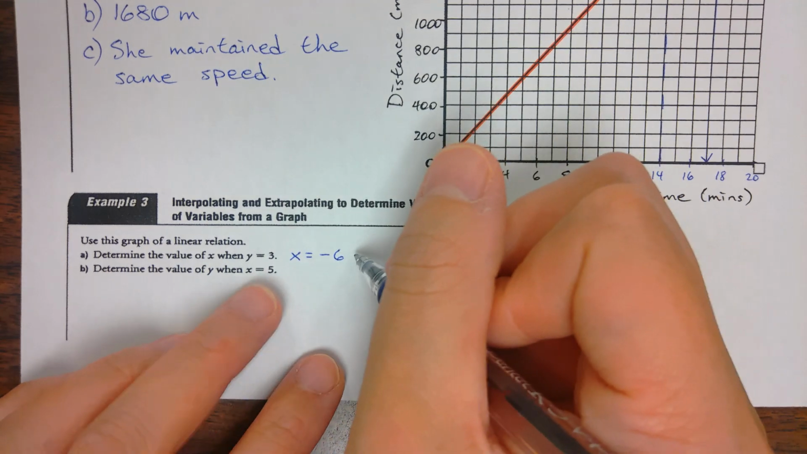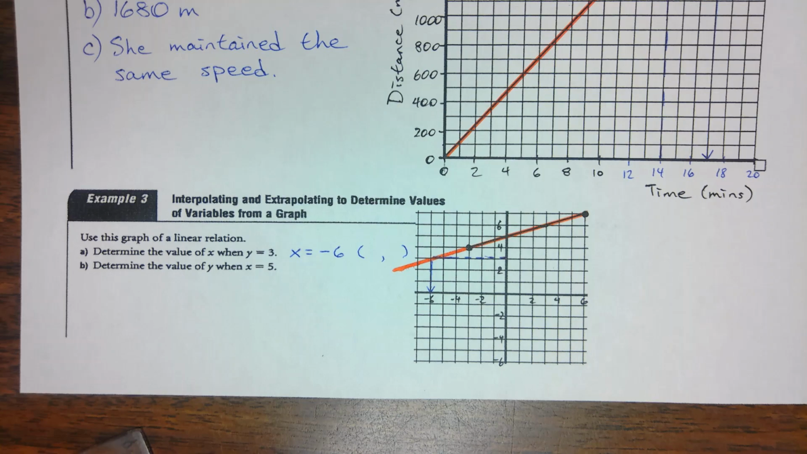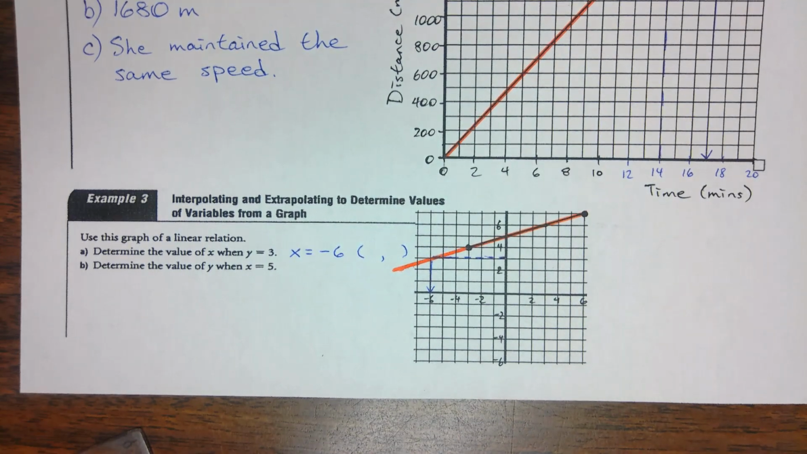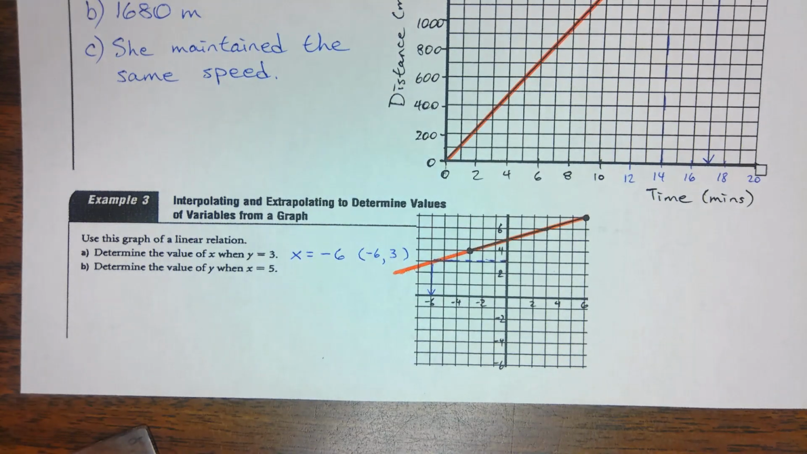If I were to write this as a coordinate, how do I write this as a coordinate? -6, comma 3. Right, that's right. Alright, did I use interpolation or extrapolation? Extra.